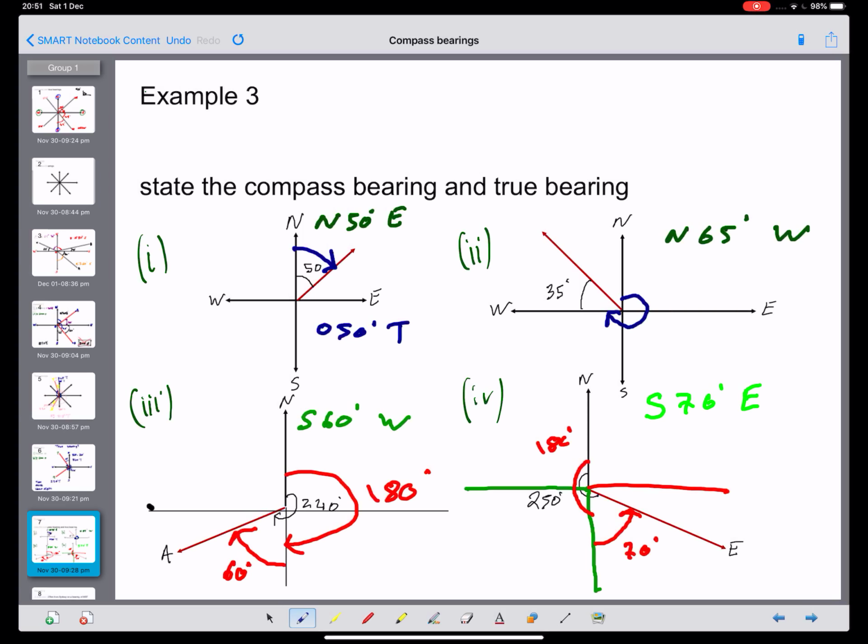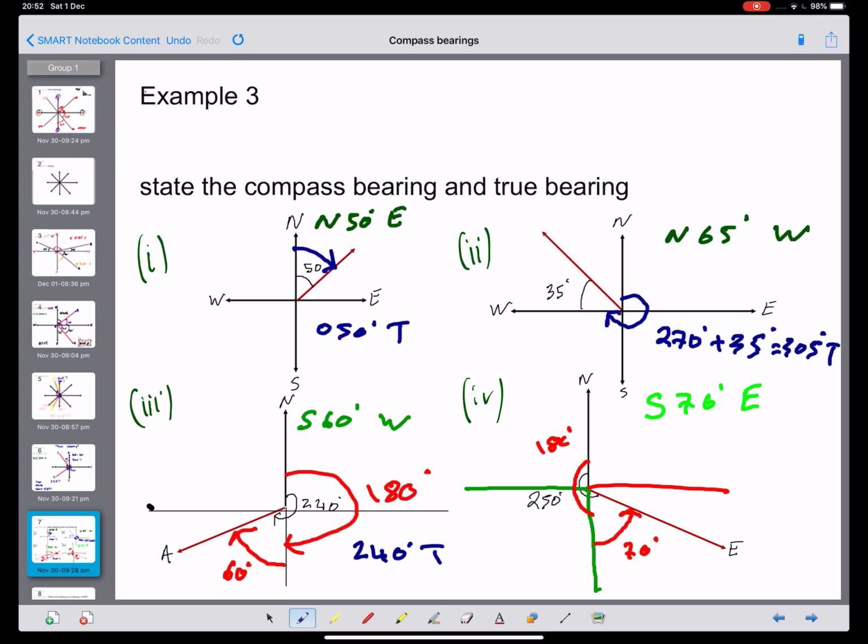Okay, so we should know that 3/4 of the way around is 270. But we've got an extra 35 degrees. And that is 305 degrees true bearing. Okay, the true bearing is given here. Just 240 degrees true bearing.